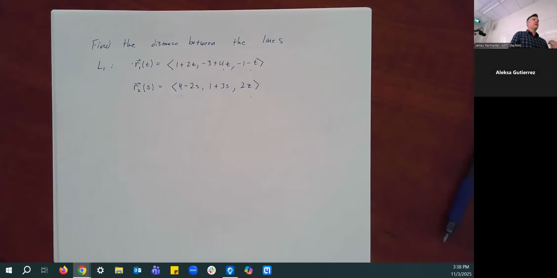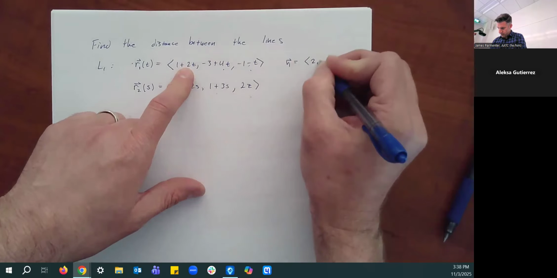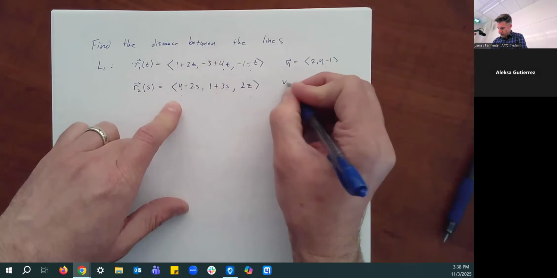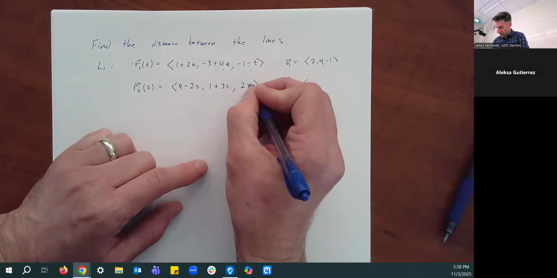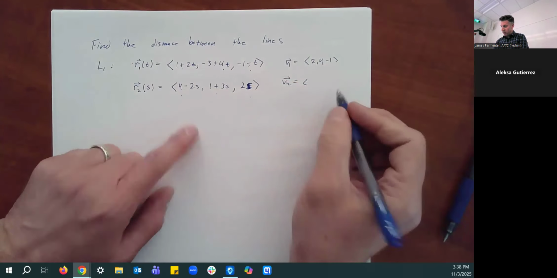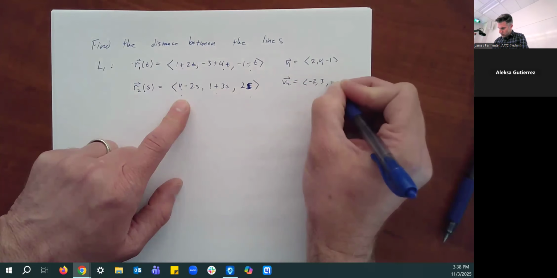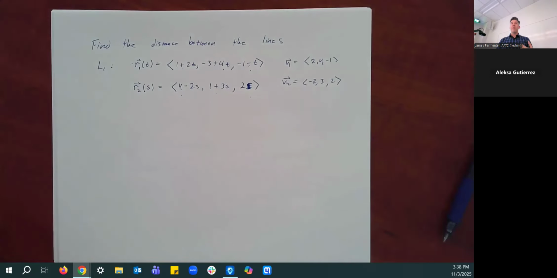Okay. When is this question interesting? Well, I'll point out first, these lines aren't parallel to each other. If you look at the direction vectors, the direction vector here is just the vector (2, 4, negative 1). And the direction vector here is the vector (negative 2, 3, 2). Oops, I wrote 2z there, I meant to write 2s. Sorry about that. That's a little confusing if you do it the wrong way. Clearly, these direction vectors are not multiples of each other, so the lines aren't parallel.